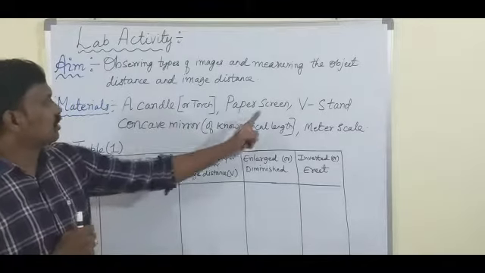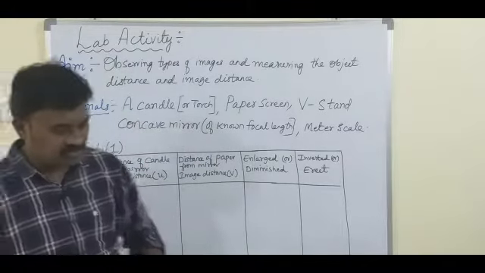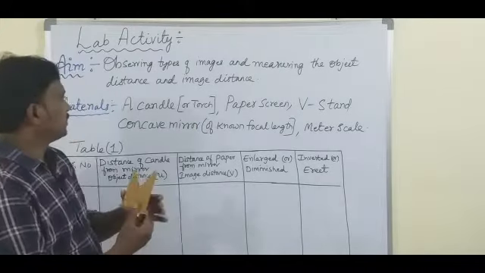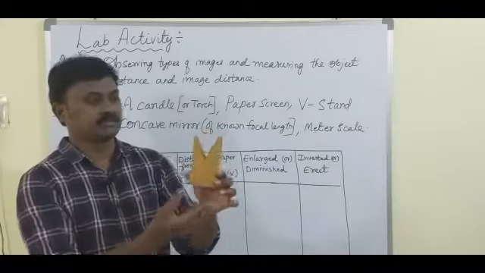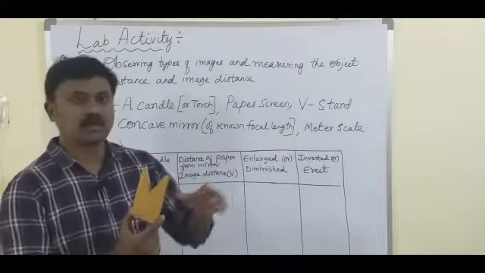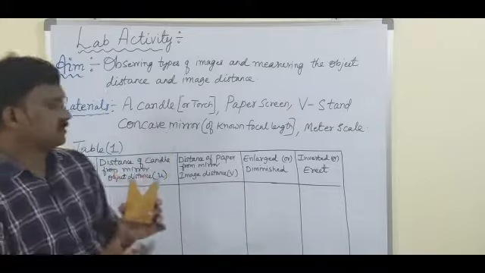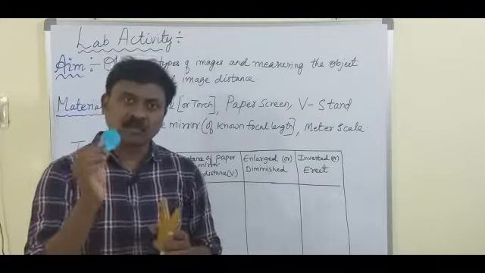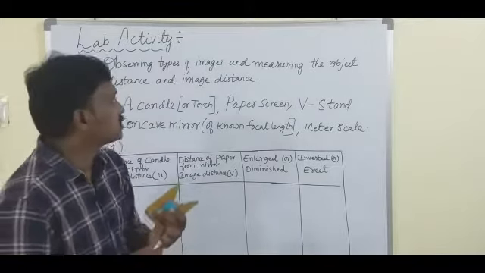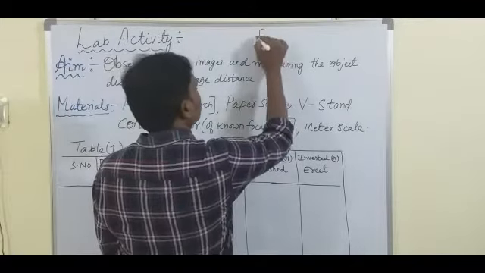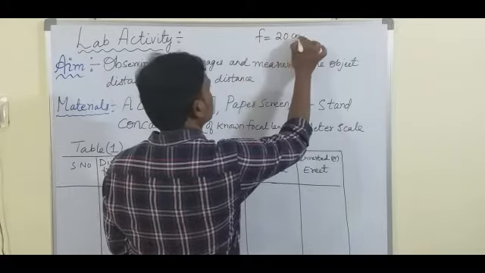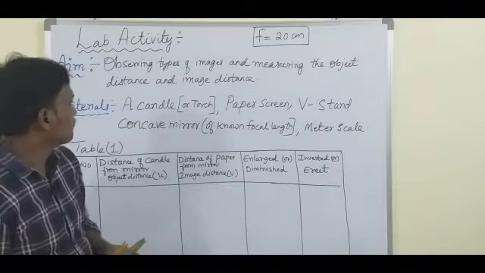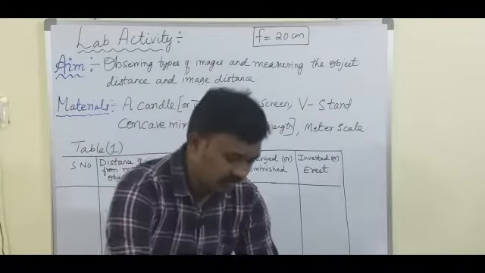So I just want to show you all these materials which we are using, children. Here, this is a V-shaped stand. This is a V stand, and we have the concave mirror. This is the concave mirror which we are using for the activity, and the focal length of this concave mirror is 20 centimeters.